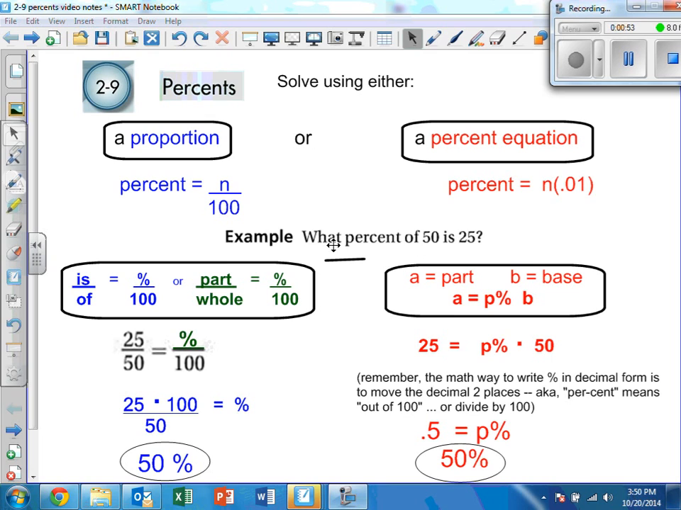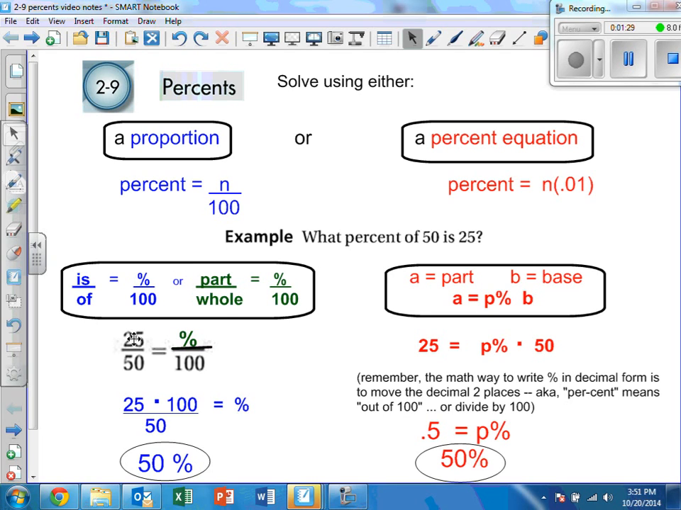Let's use this example. What percent of 50 is 25? Let's break this down. What percent? That's the part we don't know. Of 50 is 25. So, in my proportion, is over of, is 25, goes on the top with the is. Of 50, that's my of number. Percent, with the percent number, we don't know. What percent? That's the question, so that part is left as my variable.